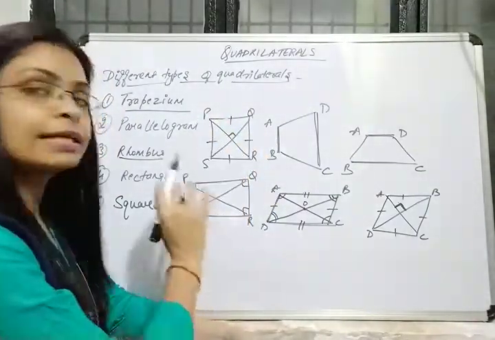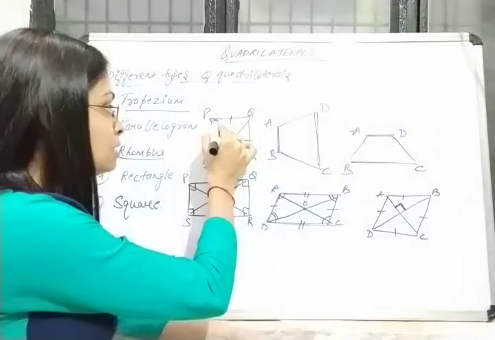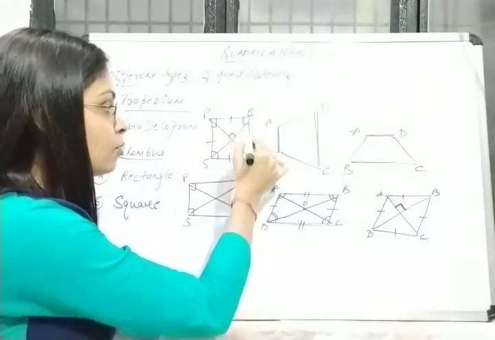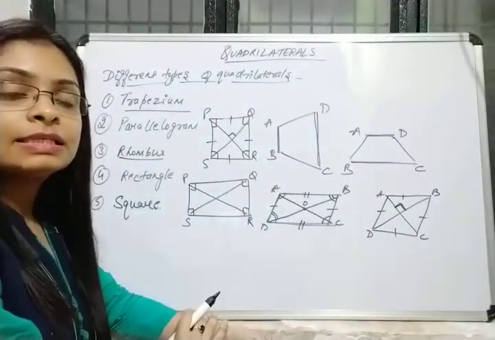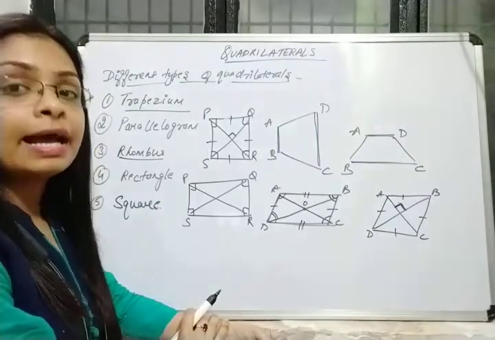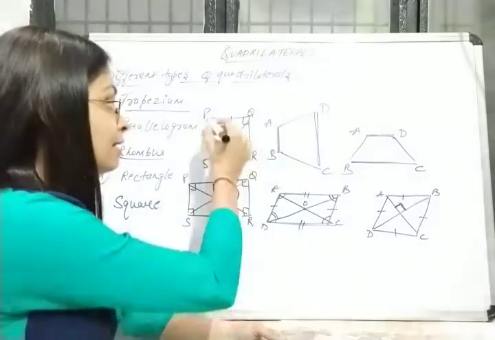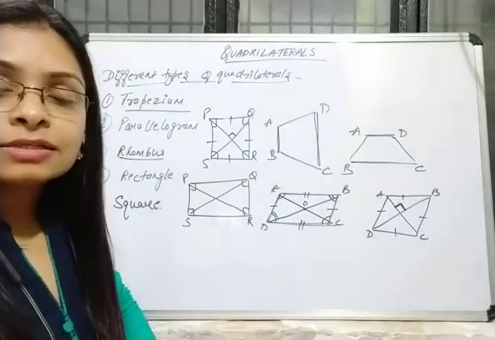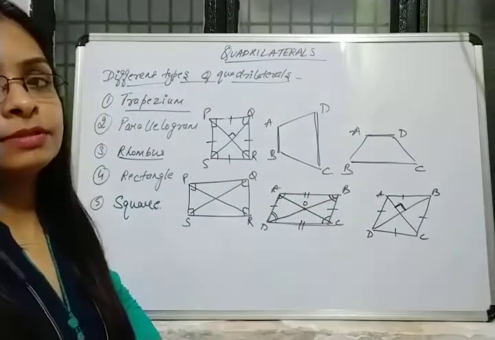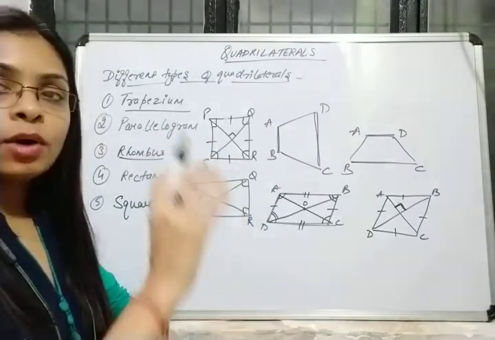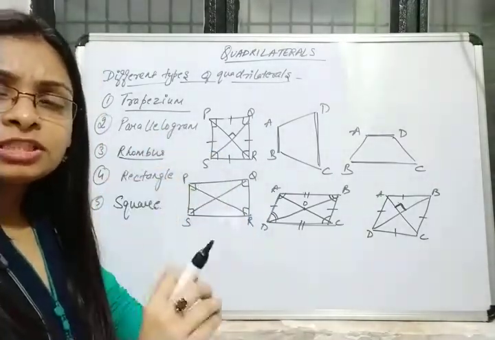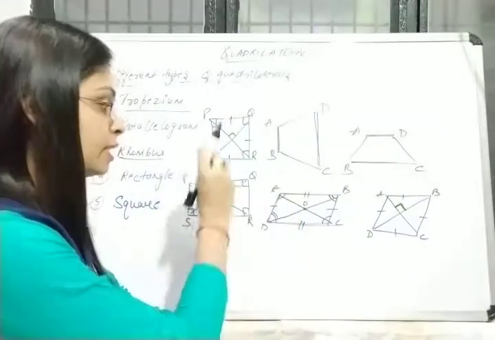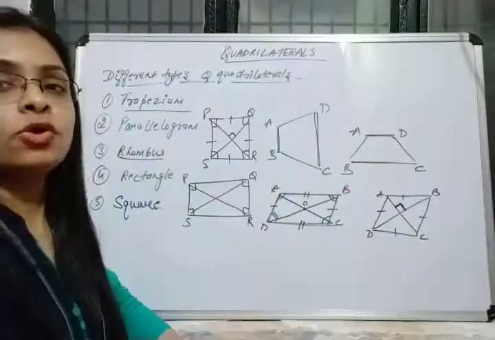Now square is a rectangle also. How? Because in a square these interior angles are what? 90 degree. These interior angles are what? 90 degree. And the diagonals of a square are equal. Diagonals of a square are equal. Okay, so square is a quadrilateral in which there are properties of parallelogram also, rectangle also and rhombus also.